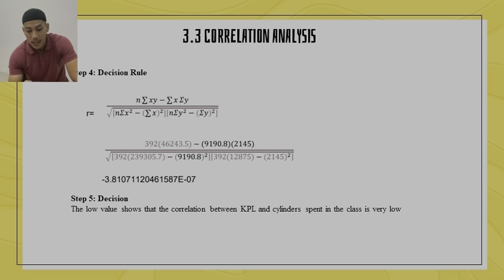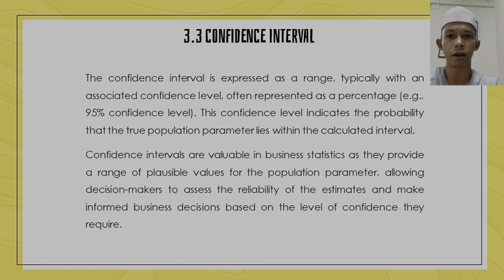A confidence interval is a range of values that is used to estimate an unknown population parameter with a certain level of confidence. It provides a measure of the uncertainty or variability associated with an estimate based on a sample from the population.